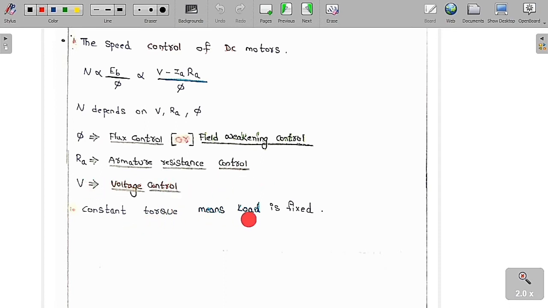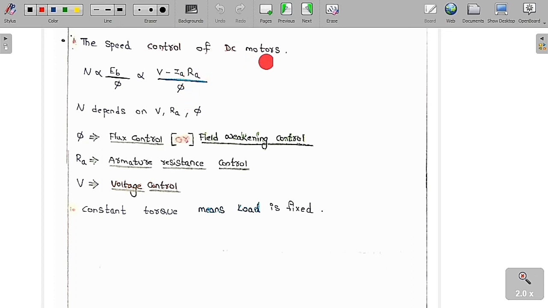Constant torque means the load is always fixed. So these are the three methods by which we control the speed of the DC motor: the supply voltage control, armature resistance control and field weakening control. These are the three methods because speed depends upon V, RA and phi. So with the help of these three parameters we can control the speed. Here V is for voltage control, RA is the armature resistance control and phi is the flux control or field weakening control.